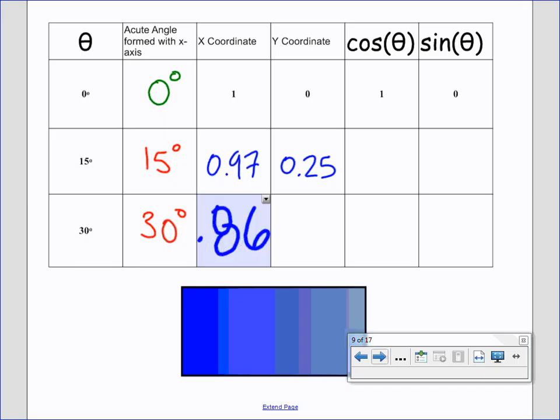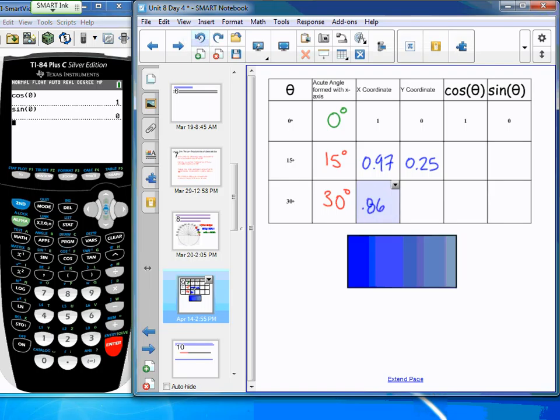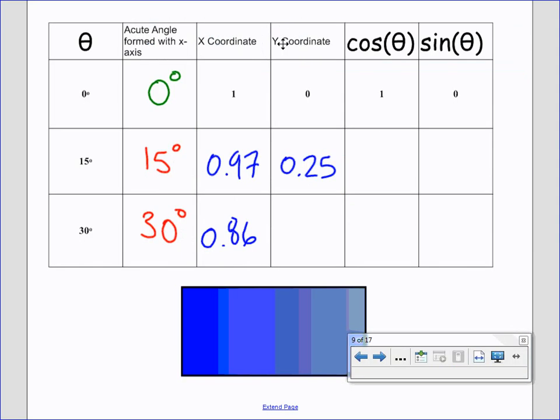And my y-coordinate was about 0.5, I got about 0.5.